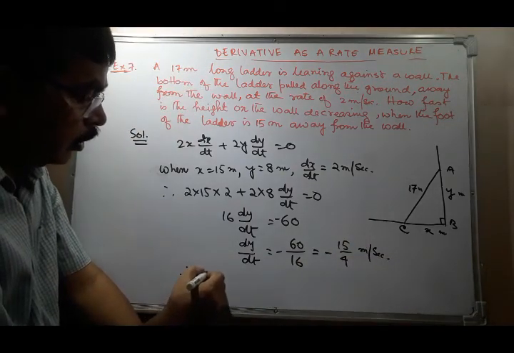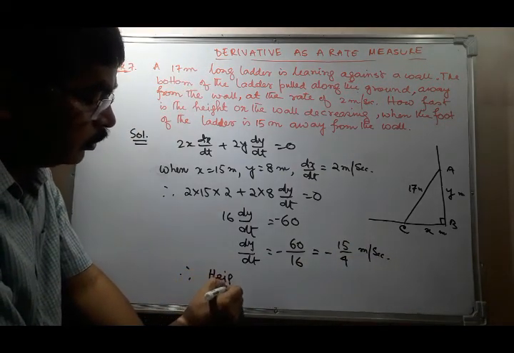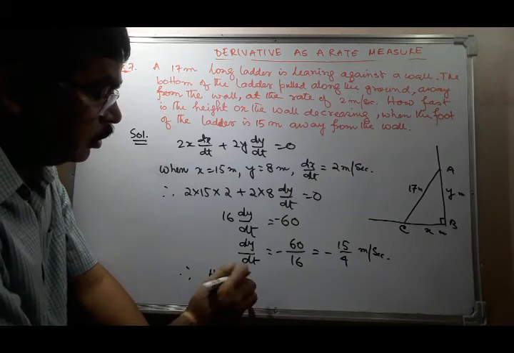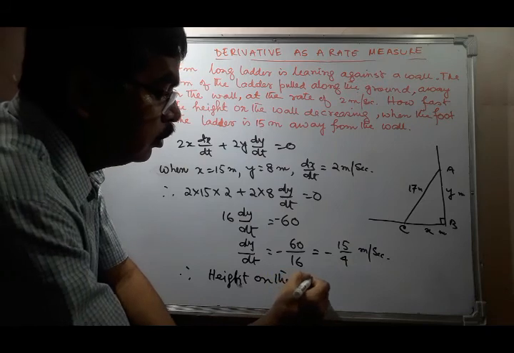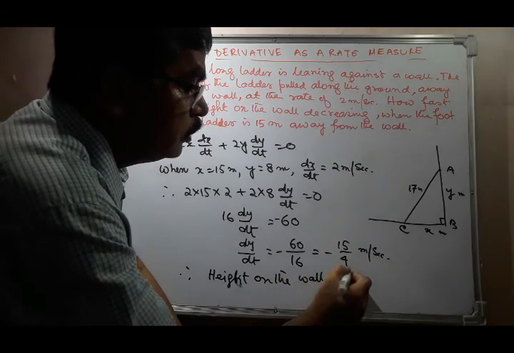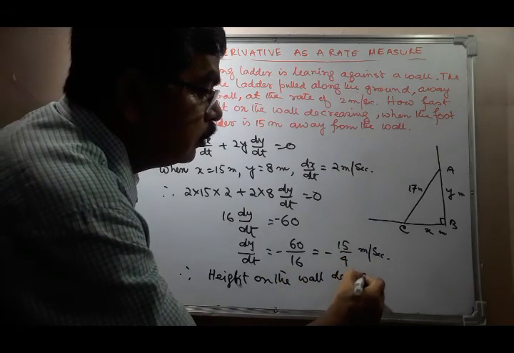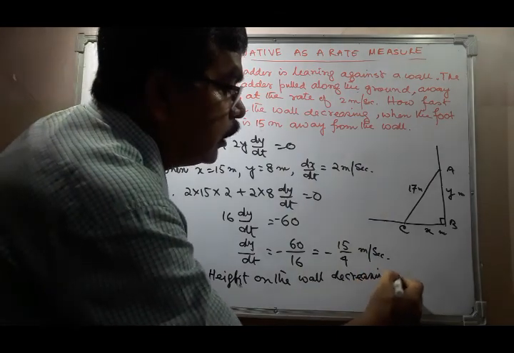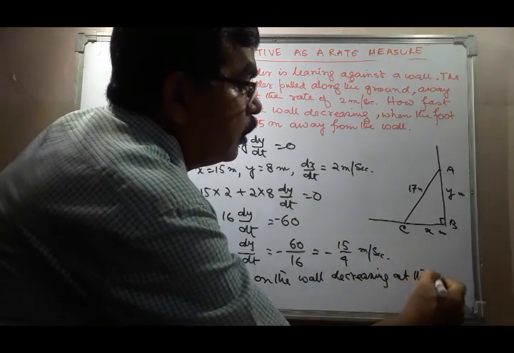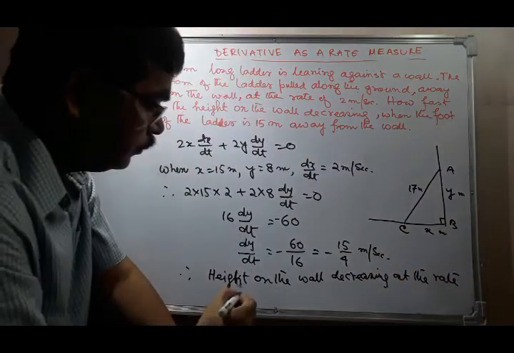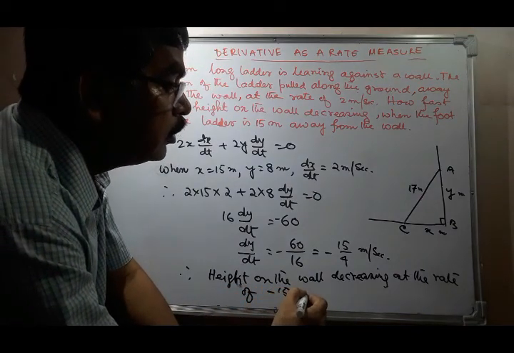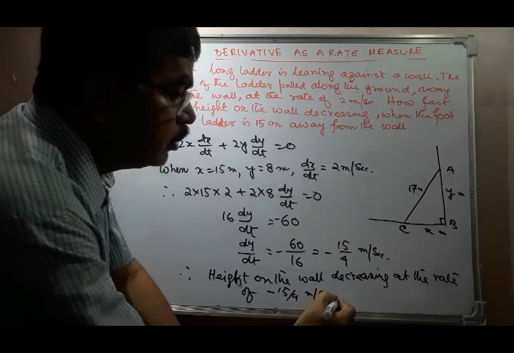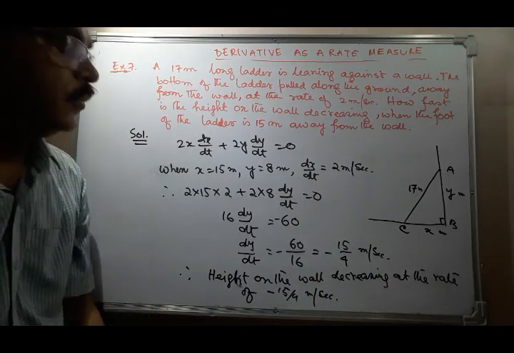Therefore height on the wall is decreasing, since minus means decreasing, at the rate of minus 15/4 meter per second. So that's all.